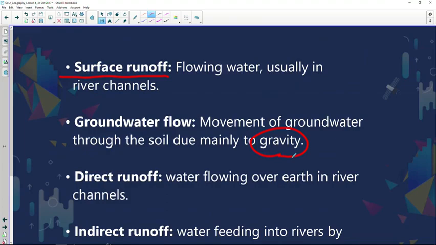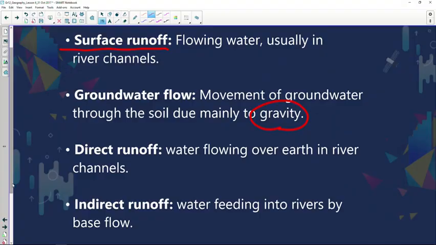Now keep in mind there are factors that play a vital role in determining if the water is going to be on top of the surface or if the water is going to infiltrate below the surface. Now we use quite a few terms: surface runoff, the water on top of the surface; groundwater flow, when the water infiltrates; direct runoff, we also refer to, is very similar to the surface runoff. It's when the water flows over the Earth's surface in river channels.